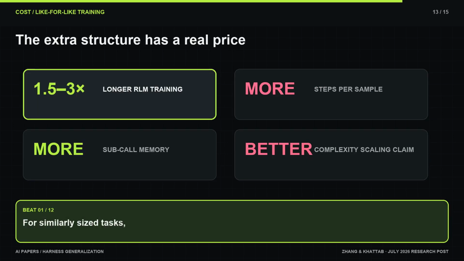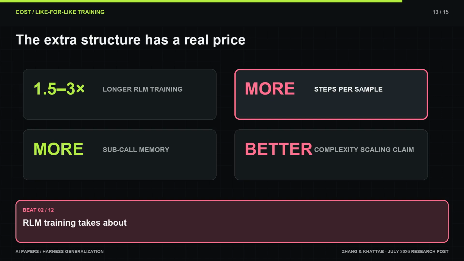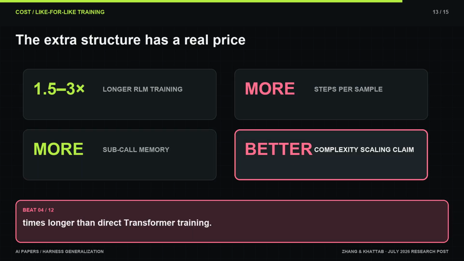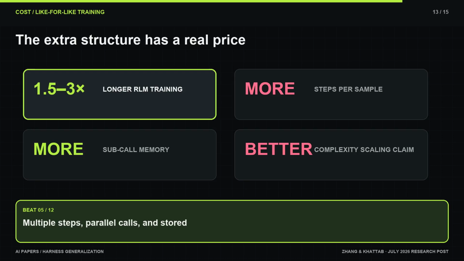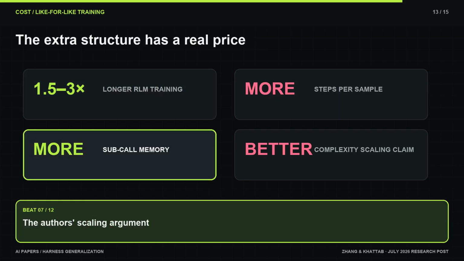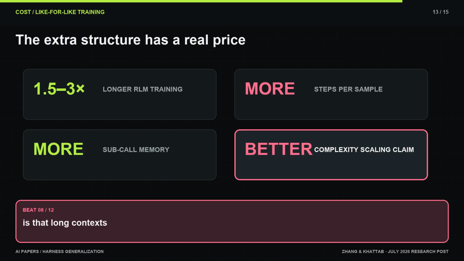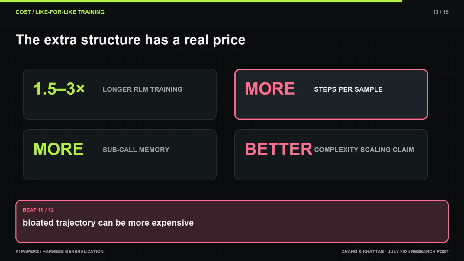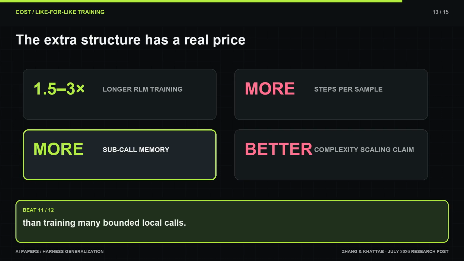On 4 similarly sized tasks, RLM training takes about 1.5 to 3 times longer than direct transformer training. Multiple steps, parallel calls, and stored intermediates all cost time and memory. The author's scaling argument is that long contexts make the direct alternative grow worse. Training one bloated trajectory can be more expensive than training many bounded local calls.